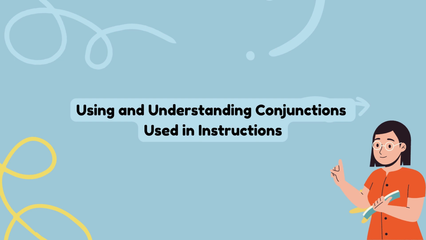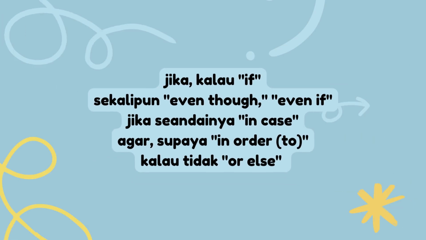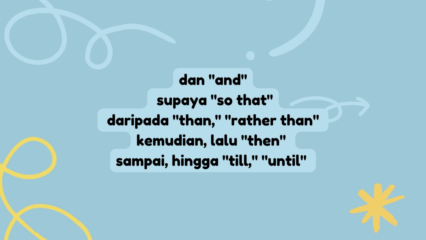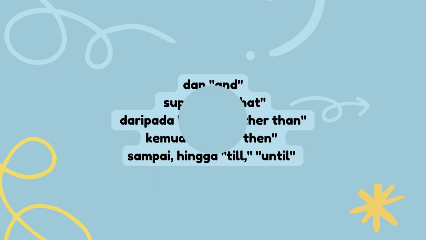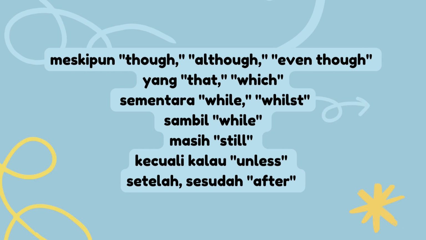Using and understanding conjunctions used in instructions. Jika, kalau, if. Sekalipun, even though, even if. Jika seandainya, in case. Agar, supaya, in order to. Kalau tidak, or else. Dan, and. Supaya, so that. Daripada, then, rather than. Kemudian, lalu, then. Sampai, hingga, till, until. Meskipun, though, although, even though. Yang, that, which. Sementara, while, whilst. Sambil, while. Masih, still. Kecuali kalau, unless. Setelah, sesudah.